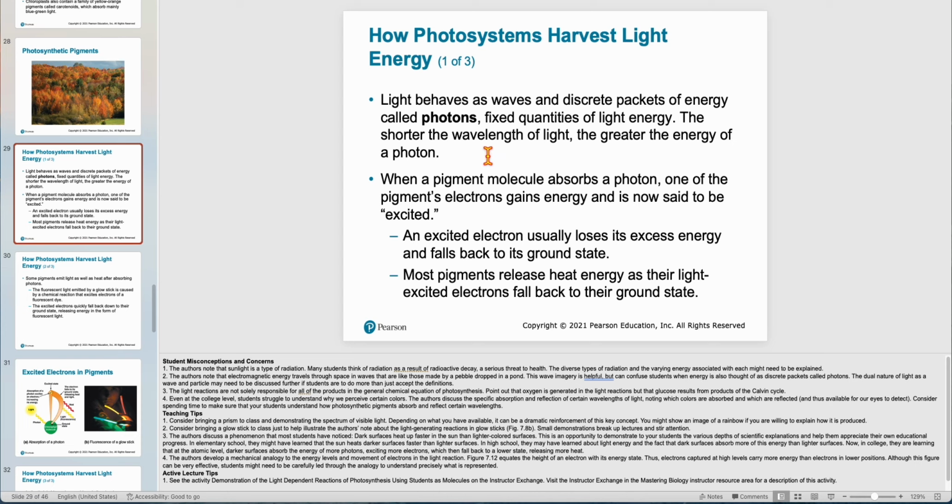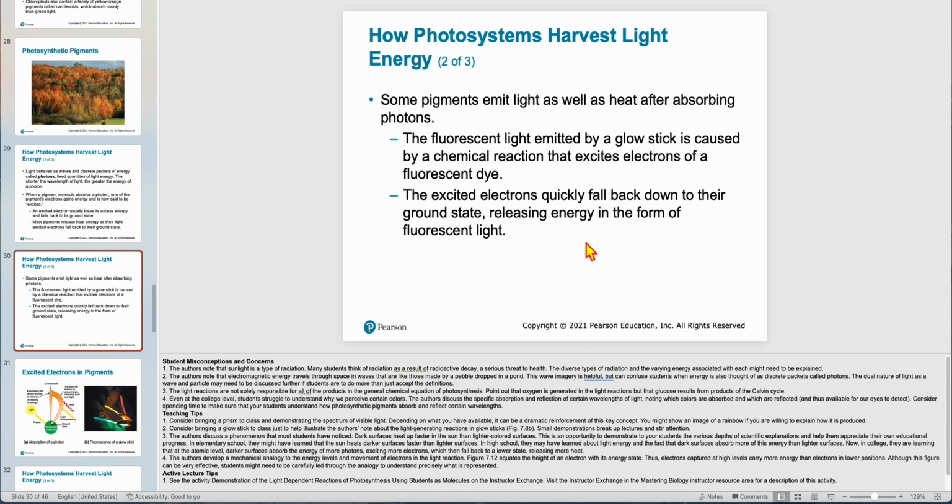Okay, so now we have photon, a package of light energy. Next slide. Here's a good example. Now, instead of reading this, let me go ahead and go to the actual image.